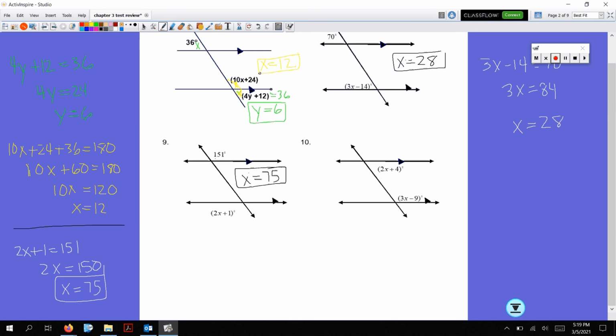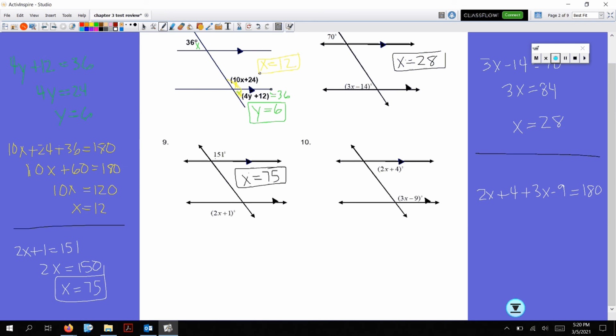All right, last one, number 10. I'm going to draw a little line here and separate my work. I have two angles in between the parallel lines on the same side of the transversal, one after the next. They are consecutive interior. So we add them together and set it equal to 180. 2x plus 4 plus 3x minus 9 equals 180.